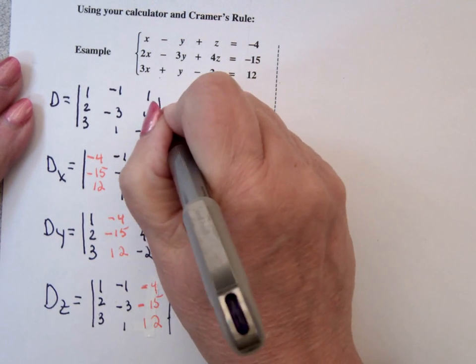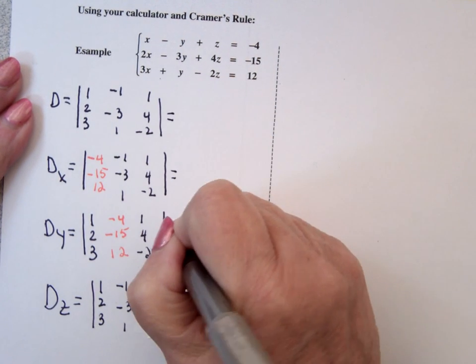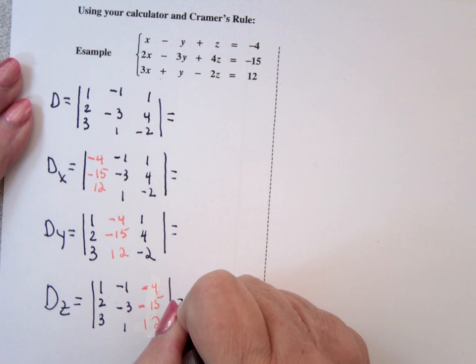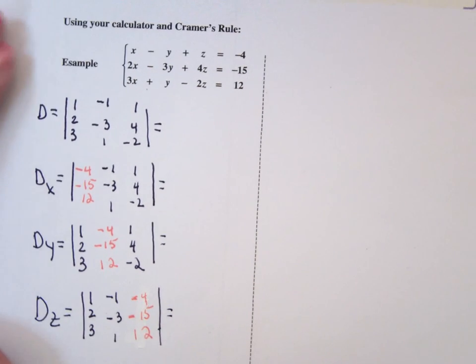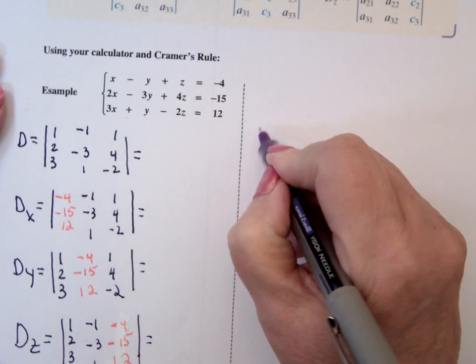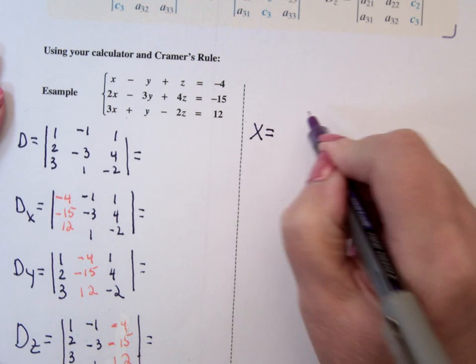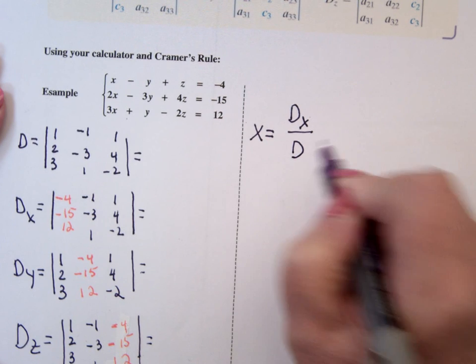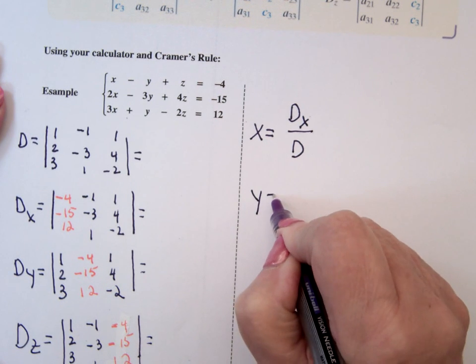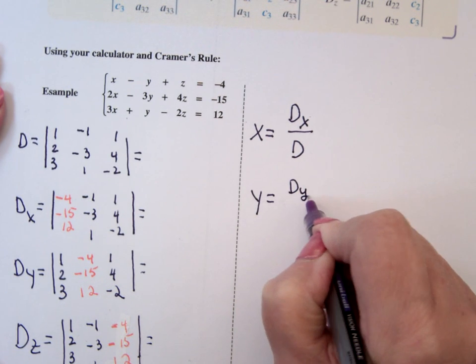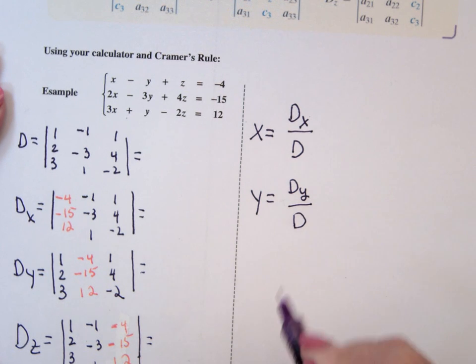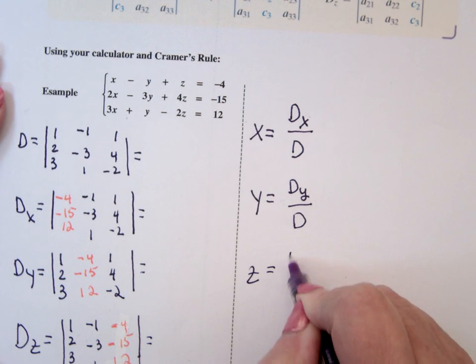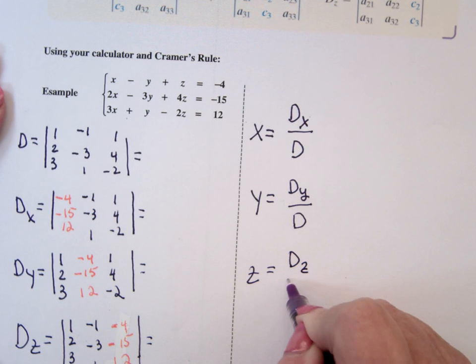Now I get to calculate out all of these determinants. And you're going to say, well, why? Because x is going to be equal to D sub x over D. Y is going to be equal to D sub y over D. And z is going to be equal to D sub z over D.